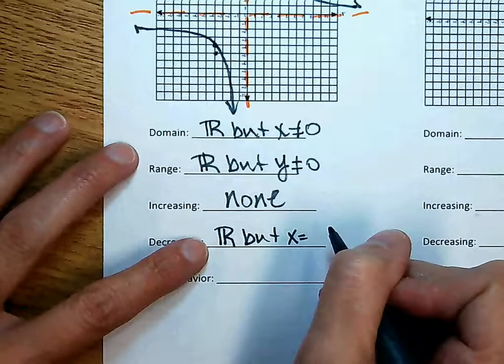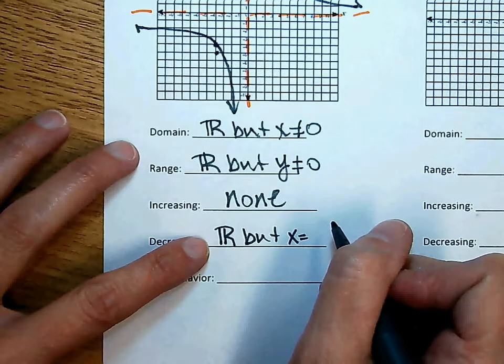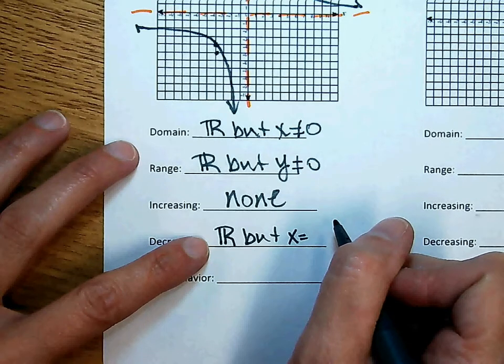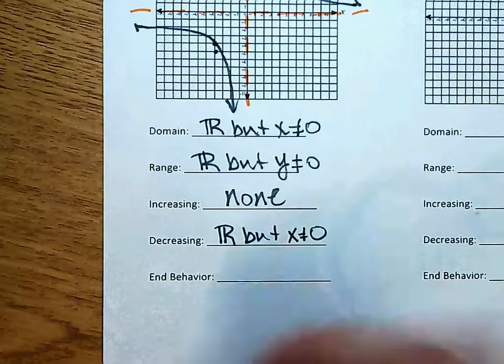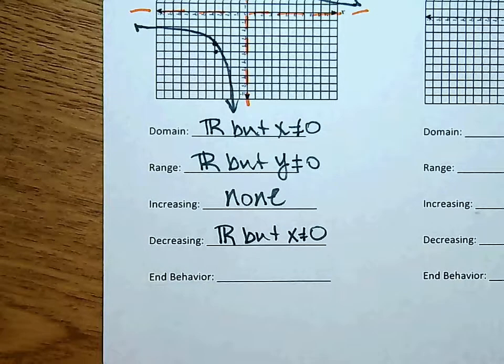Do we say where x equals 0 or x does not equal 0? But x does not equal 0. Yes, it's still the same, except where x is zero. Okay, so you can write that just like your domain there.